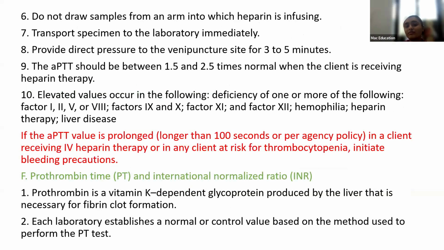Then the important point that you have to remember: if the patient is receiving heparin therapy and the APTT value is more than 100 seconds, you have to put that patient on bleeding precautions. Or the patient who is at risk for thrombocytopenia, with an APTT value more than 100 seconds, still put that patient on bleeding precautions. If a normal healthy individual has an APTT more than 40, again, bleeding precautions. More than 100 seconds is only for patients who are receiving heparin therapy or who are thrombocytopenic.